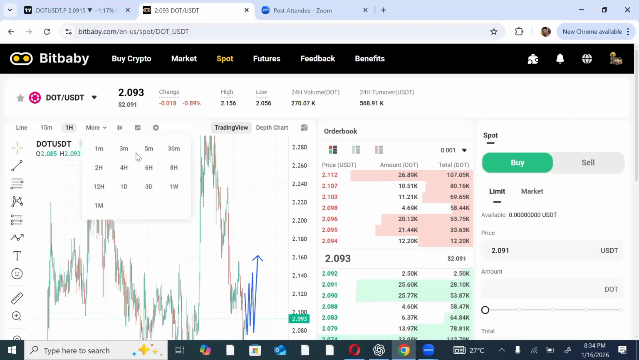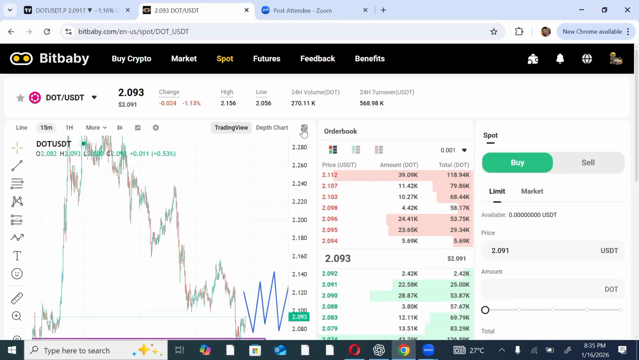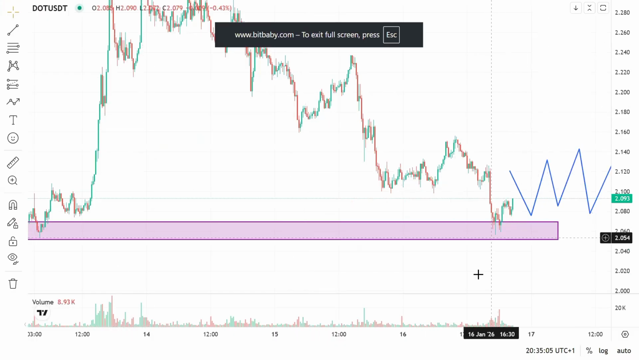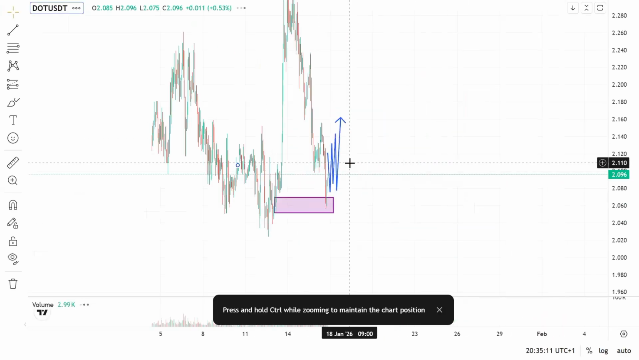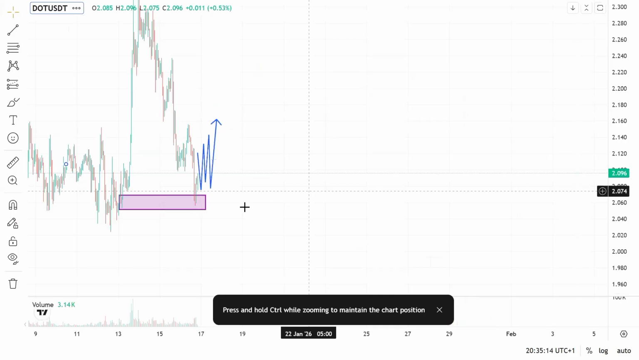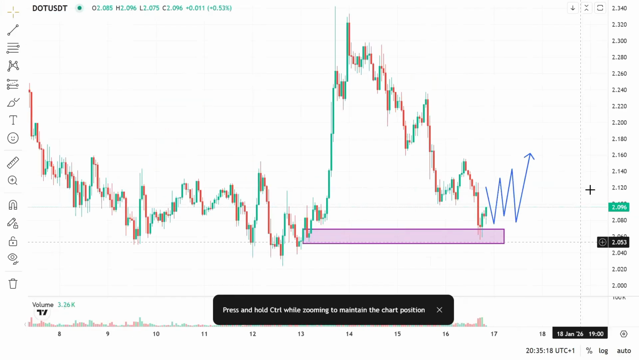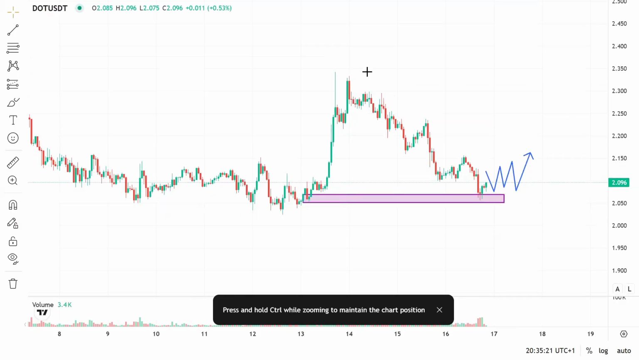Let's say the 15 minutes time frame. I want to see this form on the 15 minutes. And if I see it, I'm good to go. So this is one idea that you can implement that works very, very well. And you can just put this in your trading arsenal.